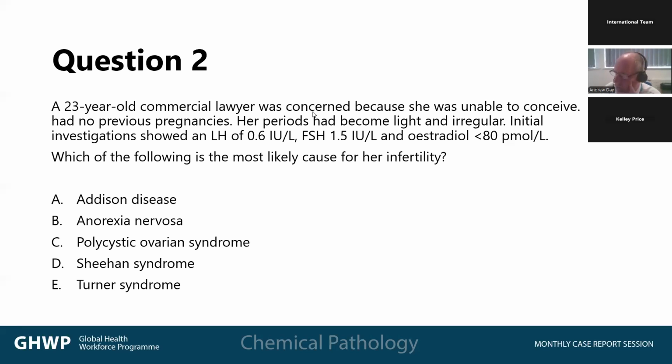A 23-year-old commercial lawyer was concerned because she was unable to conceive. She had no previous pregnancies. Her periods had become light and irregular. Initial investigations showed a low LH at 0.6, a low FSH at 1.5, and a low estradiol at less than 80 picomoles per litre. So which of the following is the most likely cause for her infertility? I'll give you 30 seconds.